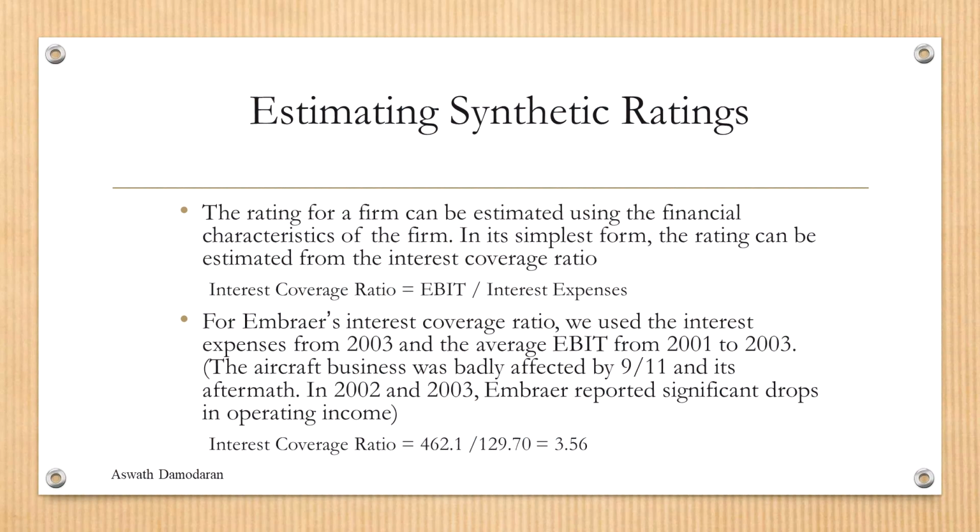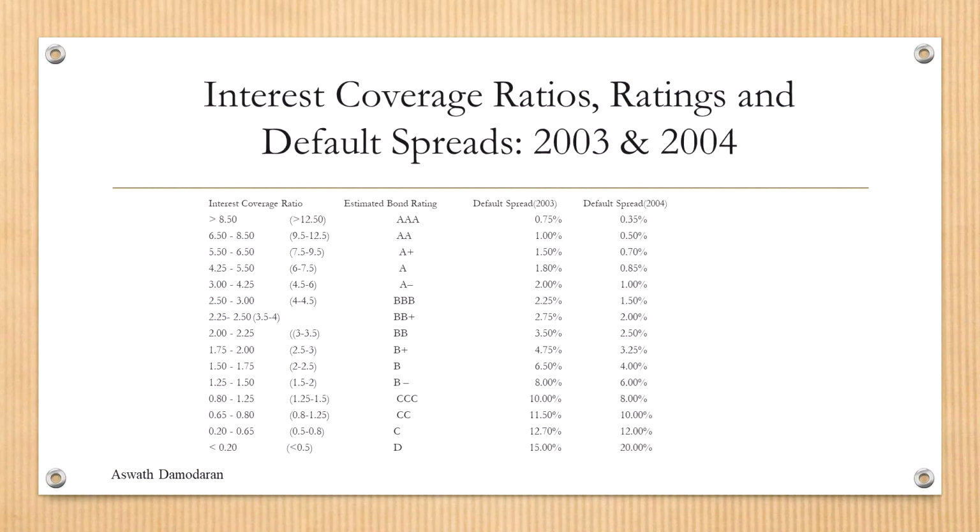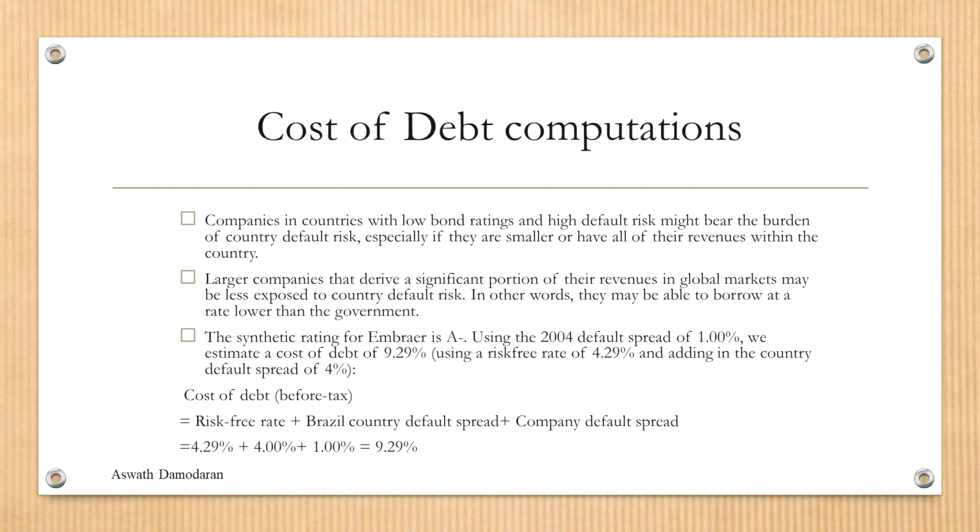We use financial characteristics. Here you only use one ratio, but in most cases, you want to use at least 3 ratios: interest coverage ratio, debt ratio, maybe another ratio. At least 3 critical ratios to do the comparison, to see what is the most reasonably estimated bond rating for that company, as well as its default spread.